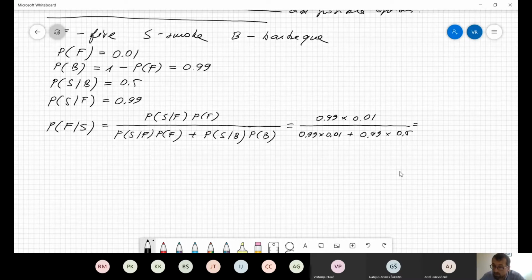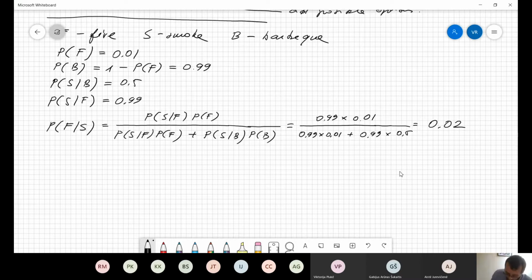Good, Gabius. So the probability of fire, if you see smoke, is actually just 2%. Even though the probability of the smoke when there is a fire is very, very high, since the fire is so rare, we just have a 2% probability of it actually being a fire when you observe smoke, right?